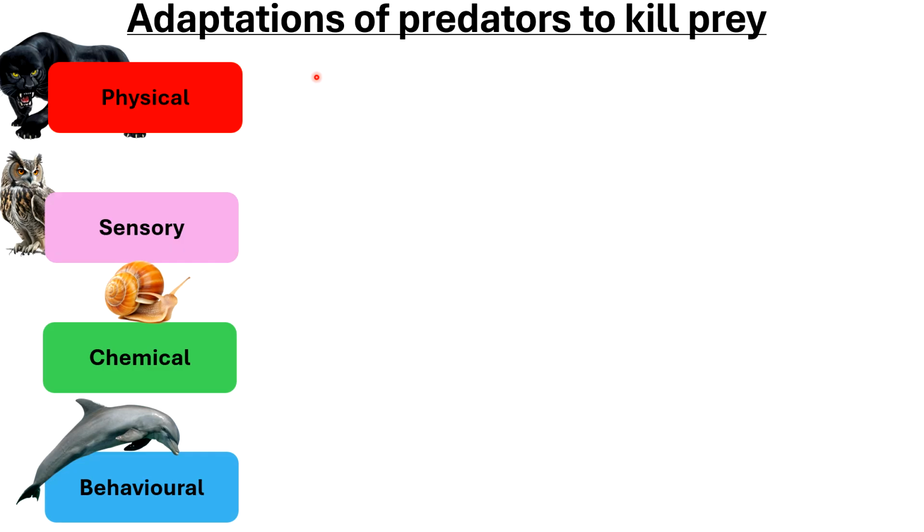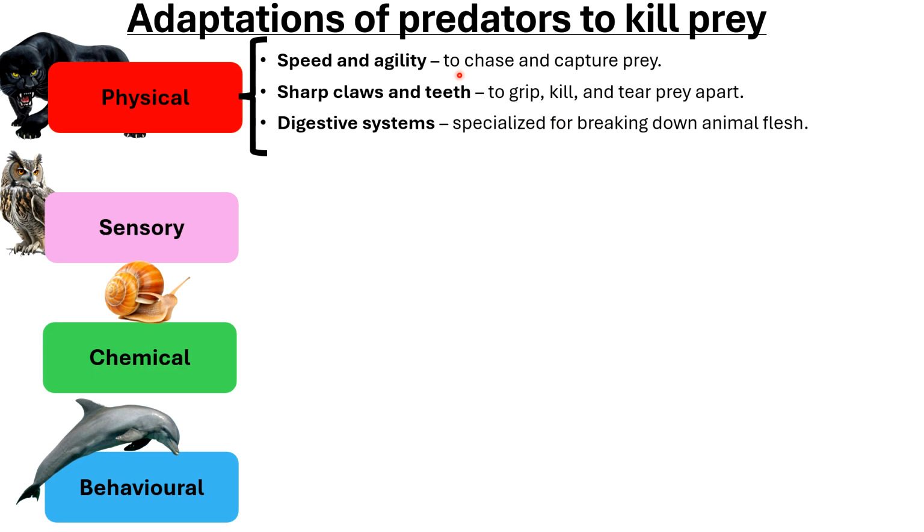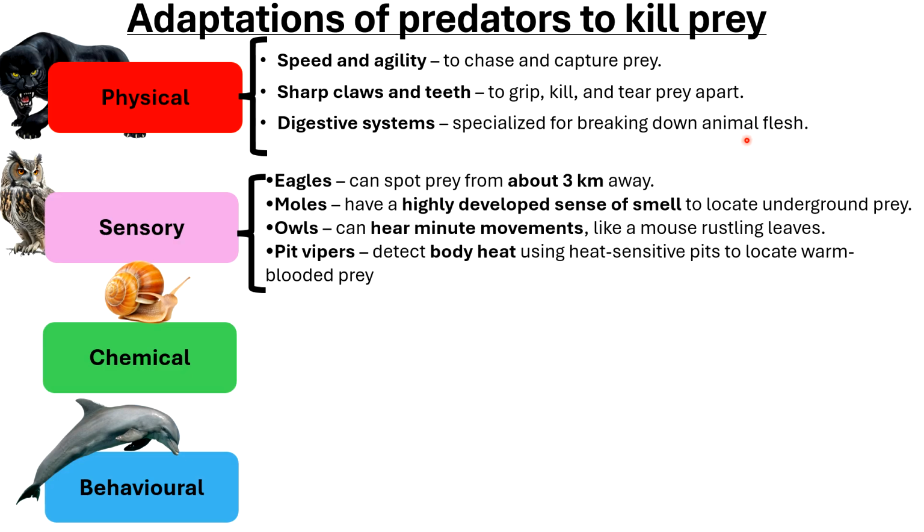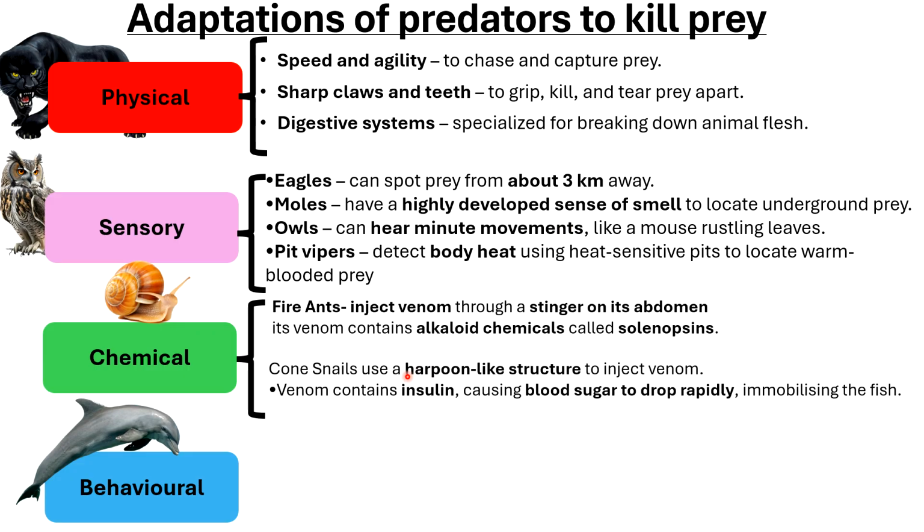These adaptations that you're going to see right here are the reasons why predators have survived for so long and how they kill their prey. The next slide is the opposite on how the prey actually survive these predators. Let's look at the more obvious ones, such as the physical ones: speed, agility, sharp claws, sharp teeth, and digestive systems that can break down the animal flesh, the meat. Then we have the sensory adaptations, such as spotting prey from 3 kilometers away, spotting them from underground with very good senses of smell, followed by the chemical adaptations.